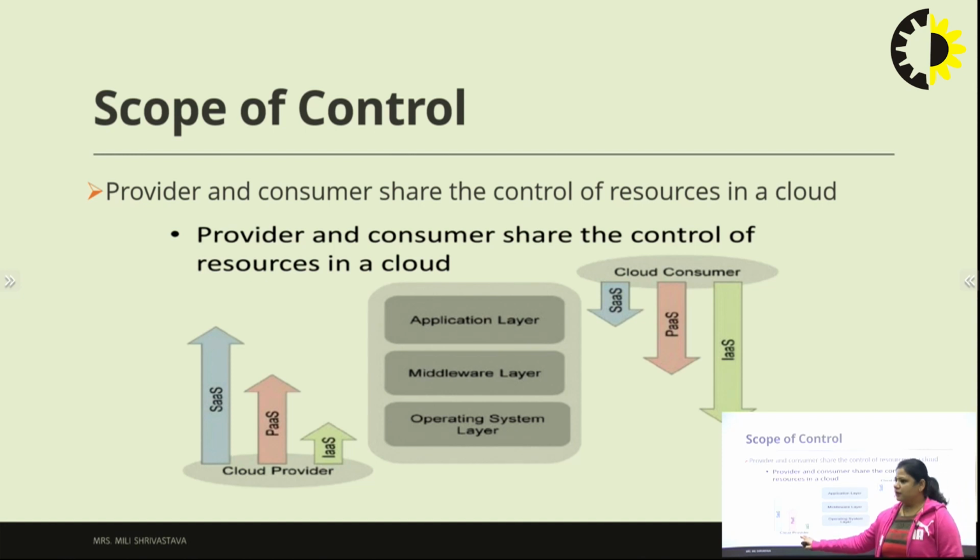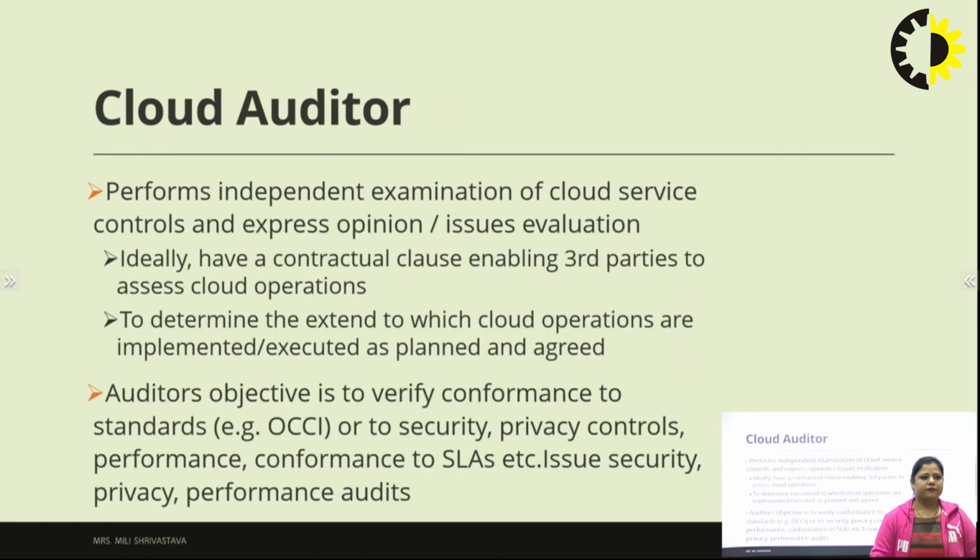Cloud providers basically provide three types of services, as I already discussed in my previous lecture: infrastructure as a service, platform as a service, and software as a service. And what are cloud consumers? They access the services of the cloud given by cloud providers, that is software as a service, platform as a service, and infrastructure as a service.